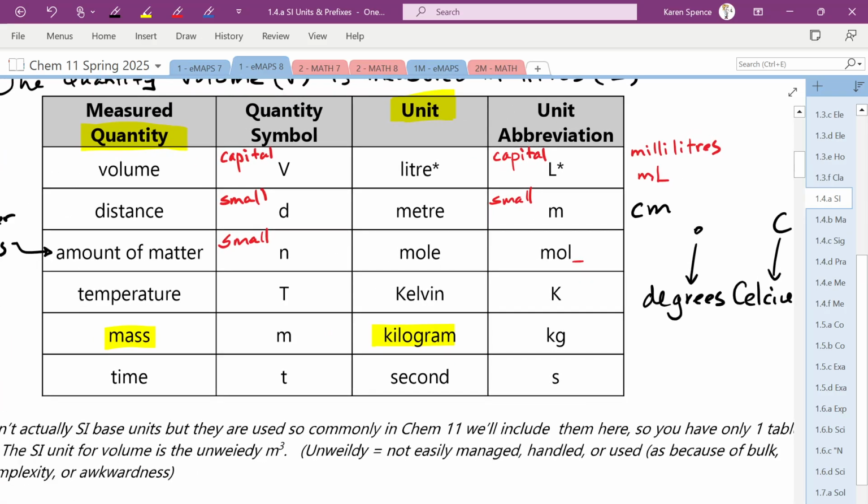Time is in seconds. Not that minutes are bad, but they've standardized the second, and then a minute is 60 of those. All right.